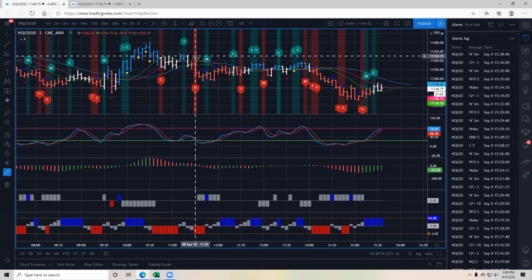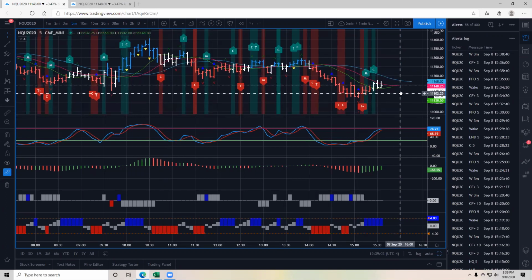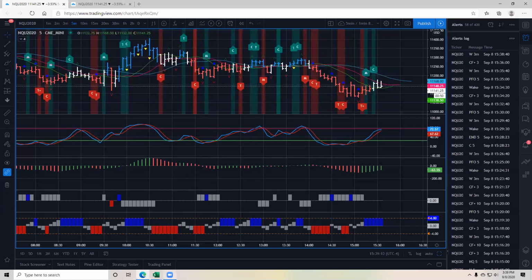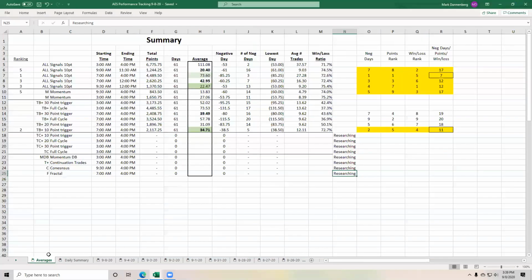The labels here, the T, the C, the M, and then T plus are the four methods of entry that the adaptive entry system provides to us. So what we do is we track those throughout the day, and we track them over various time frames. And I'm going to actually start with the averages first today. So I'm looking at what if we were to take all signals, any signal that was presented to us of those four that I just shared with you.